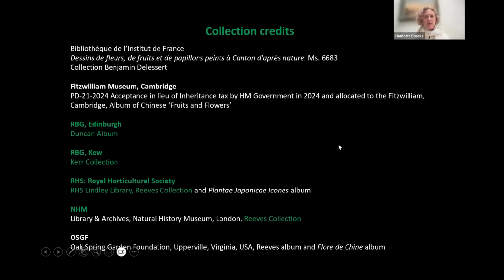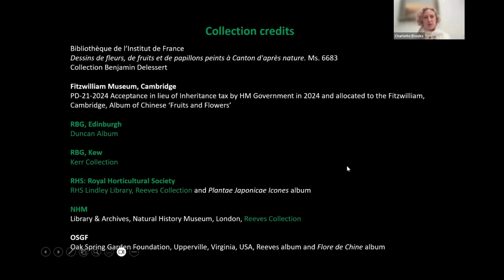So to just give you a sense of what these other collections are, where they are, and a little bit about how these networks fit together. There are a number of collections that I already know about where we have images in common and we know there were relationships between the collectors and the patrons. So these are with the Duncan album at the Royal Botanic Gardens in Edinburgh, the Kerr collection at Kew, collections that I look after at the Royal Horticultural Society, but also the sister collection of Reeves paintings at the Natural History Museum. So those are definite specific relationships that can be mapped and can be documented.